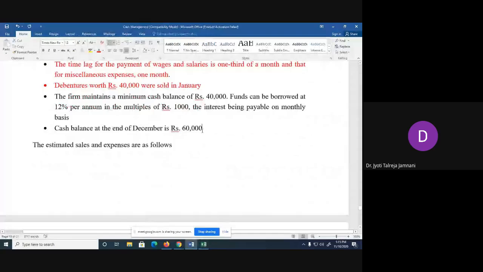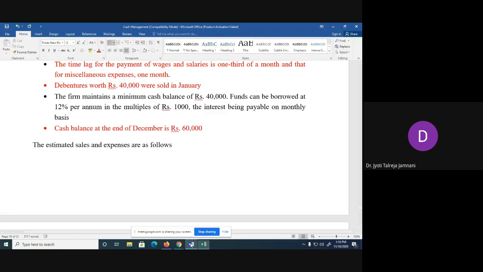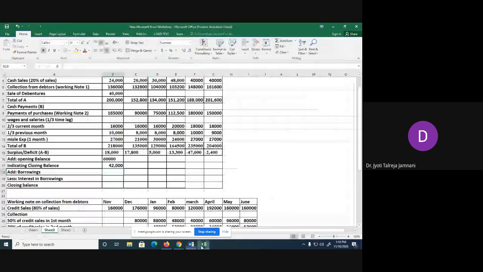Opening balance, here is the value given. Closing balance for December was given, which becomes opening balance for Jan. Cash balance at the end of December is 60,000. So this will become opening for Jan. So I'll write here 60,000 and I have to find the closing balance. So your surplus or deficit plus opening balance will give me the indicating closing balance. Indicating closing balance is 42,000. Just see here what they have told. The firm maintains a minimum cash balance of how much? 40,000. Yes. And we have a balance of 42,000.